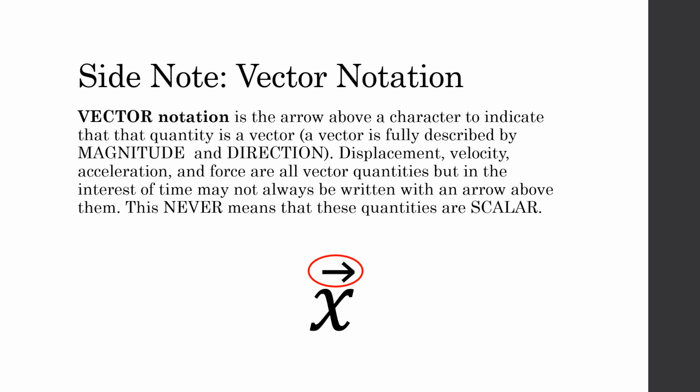One last side note, vector notation is denoted by a little arrow above your vector quantity. Now, I may forget sometimes to put my little arrow above, but that never means that a vector quantity is no longer a vector quantity, okay? So if you have a force, if you have a displacement, if you have a velocity, if you have an acceleration, those are always going to be vector quantities, whether I remember to put the arrow above it or not.